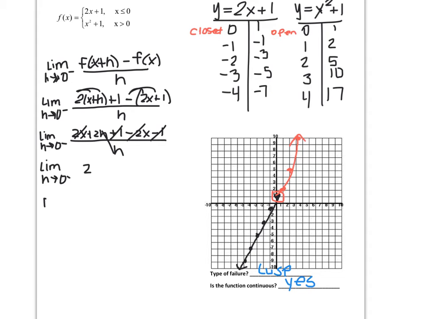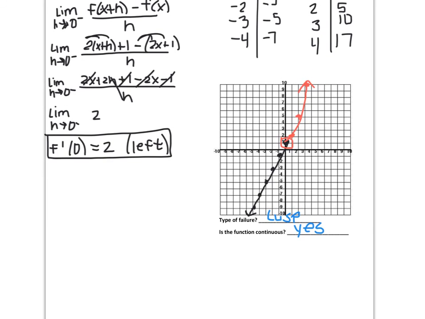So we could say f prime of 0 is 2, and this is from the left-hand side. So that's the derivative of the function from the left. Okay? And now let's check out the formula from the right. Now from the right, we know we're going to use this curve. So same concept, except now we're going to use the x squared plus 1.